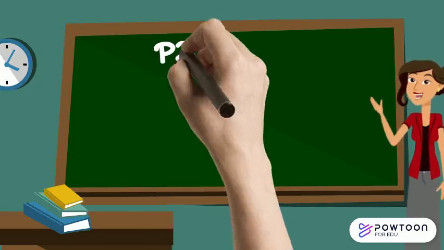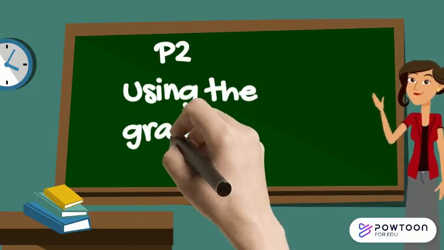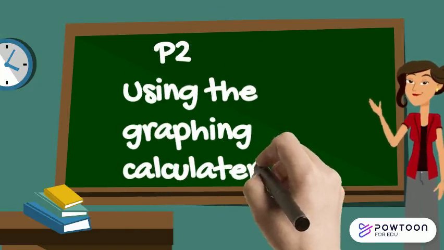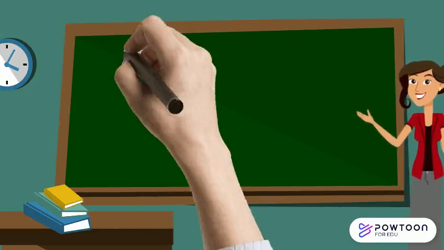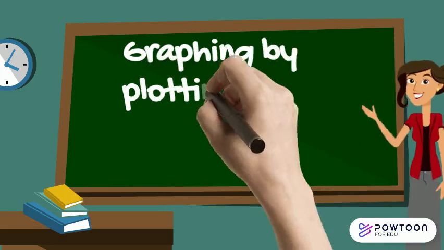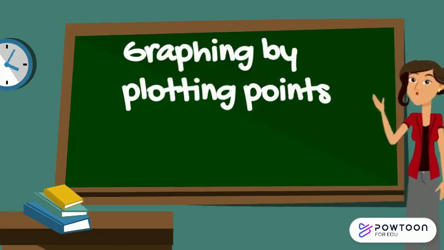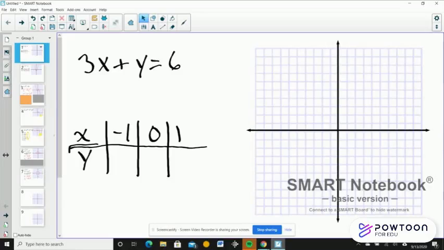This video is going to cover section P2 using the graphing calculator. First, we'll graph some functions by plotting points. To graph the linear equation 3x plus y equals 6, we first solve the equation for y.